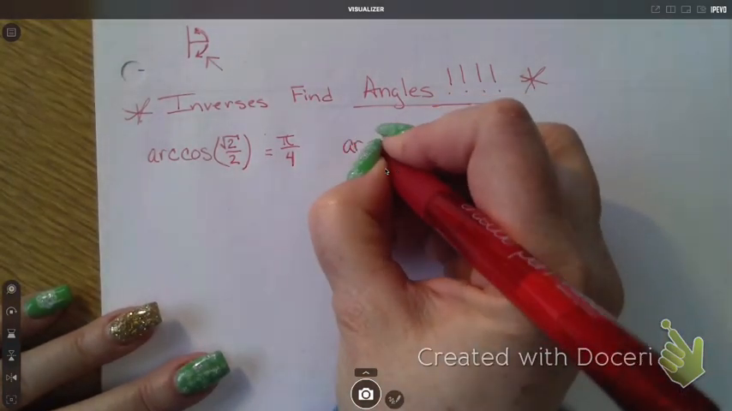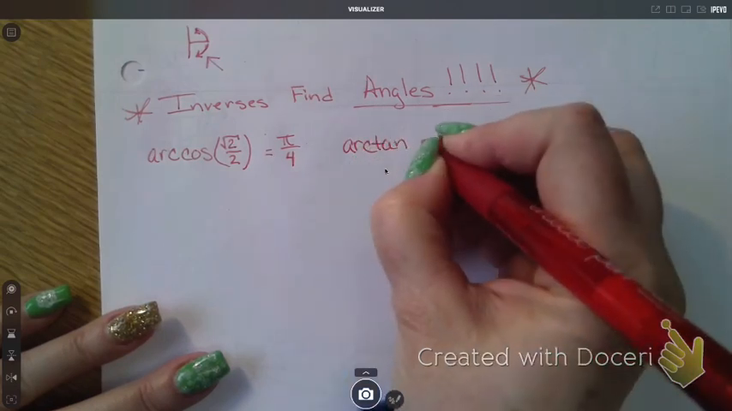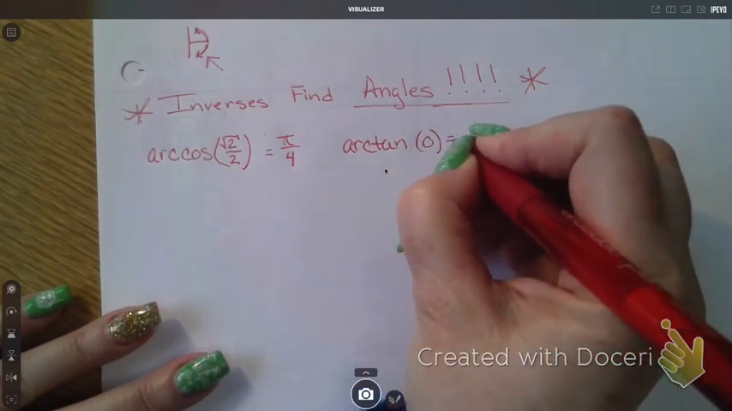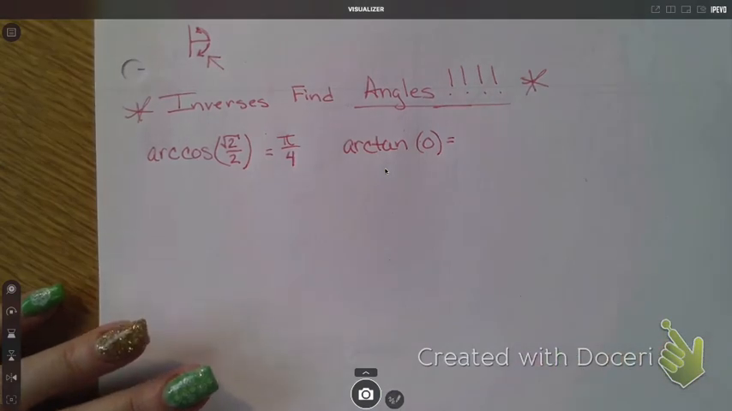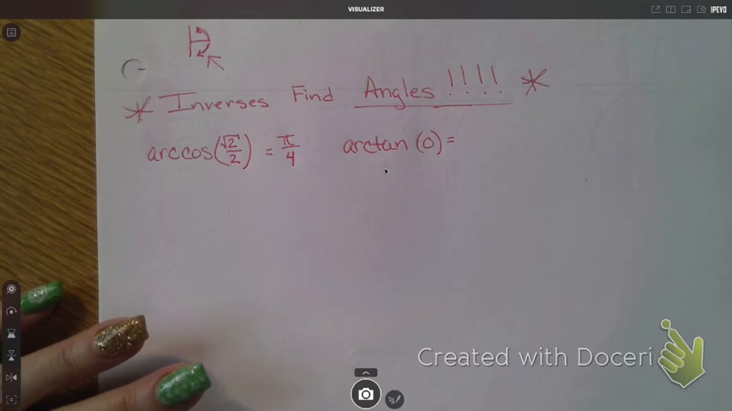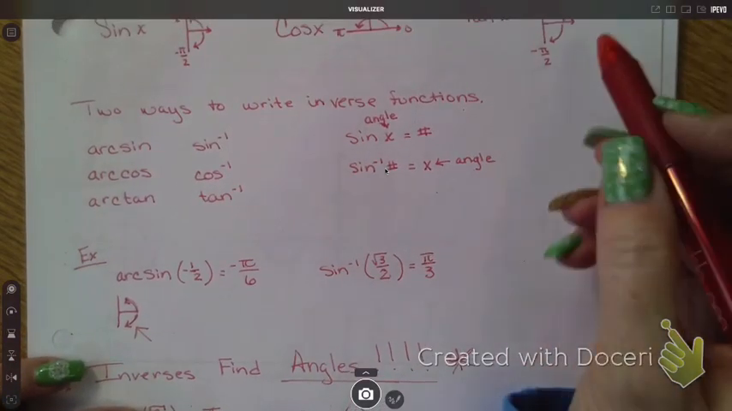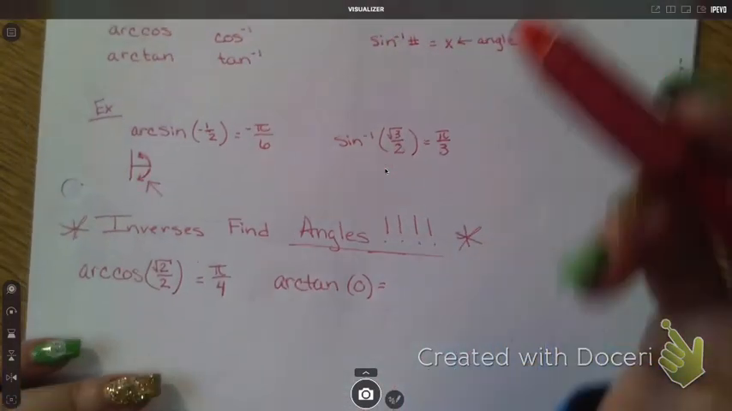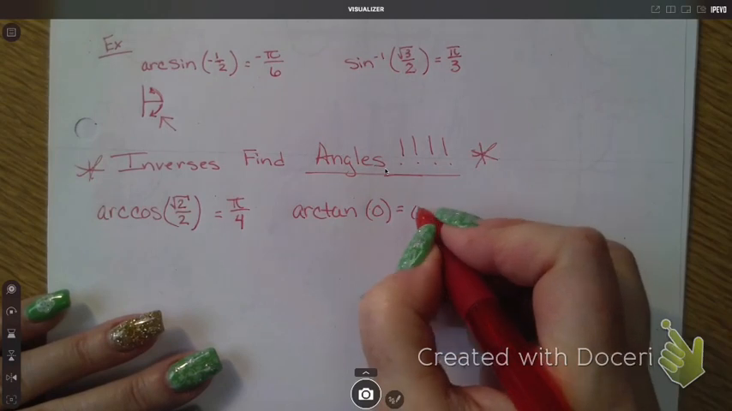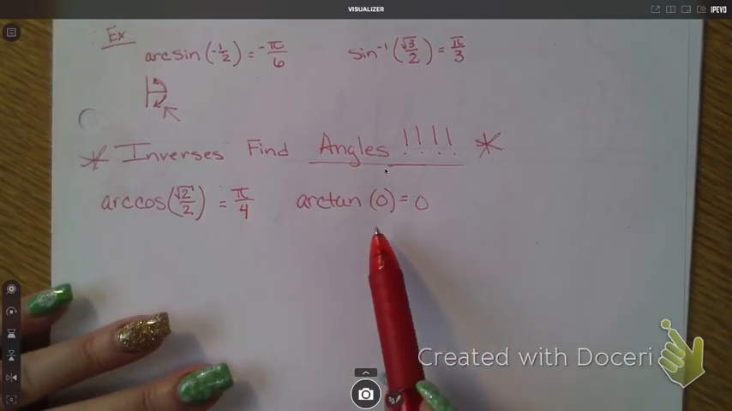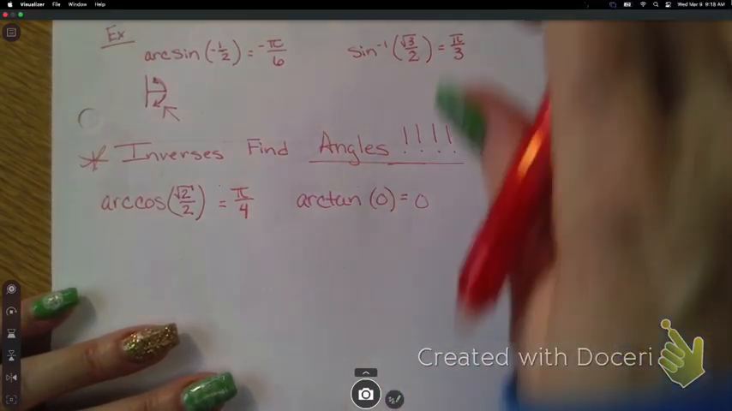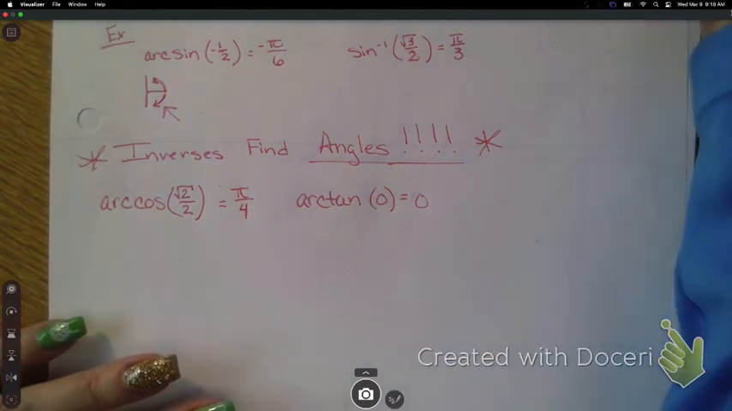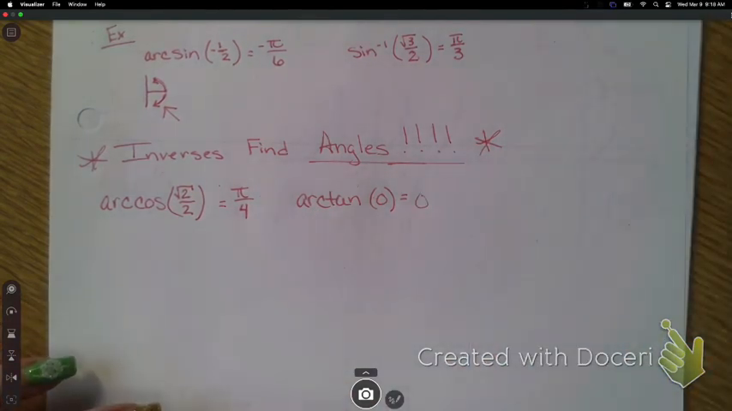Arc tangent of 0. So where is the tangent 0 at? Does 180 exist for tangent? Not anymore. Our only option is where? 0. Normally it would be 0 and 180, but 180 doesn't exist anymore, so we can't use it. That's why I'm reminding you.